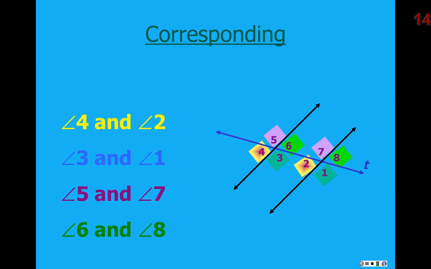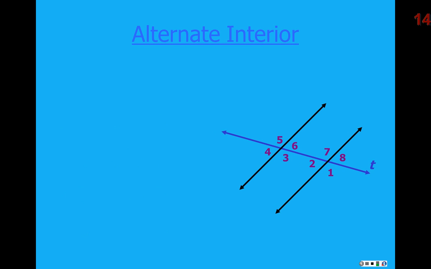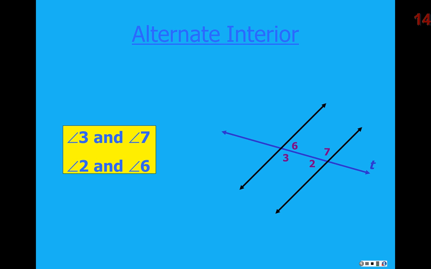Okay, who remembers what alternate interior angles are? Alternate means what? Opposite. Okay, and interior means what? Inside. So let's get rid of the outsides. So what's congruent then? 6 and 2, 3 and 7. The opposite inside angles are equal.